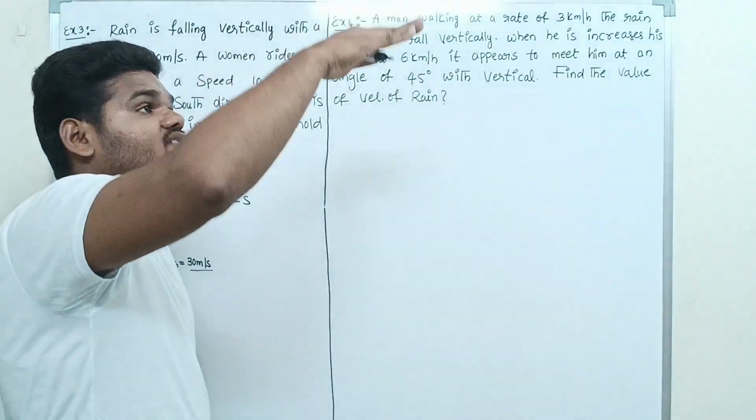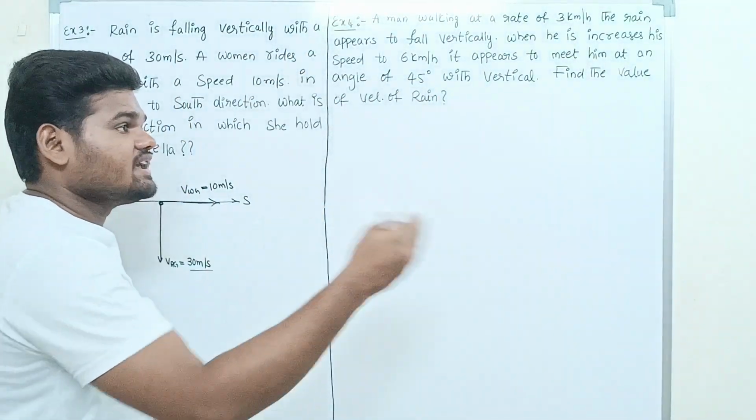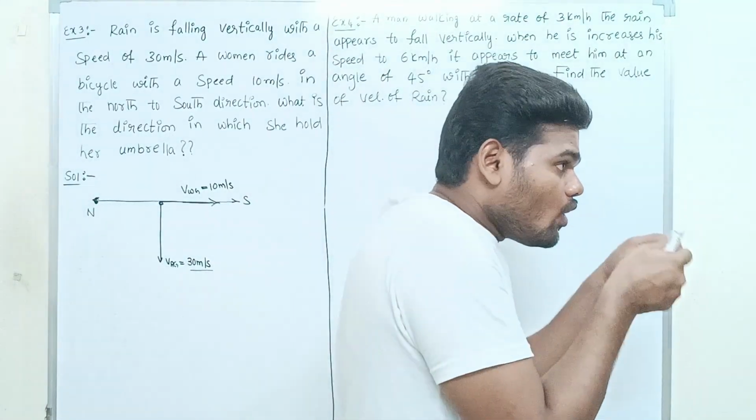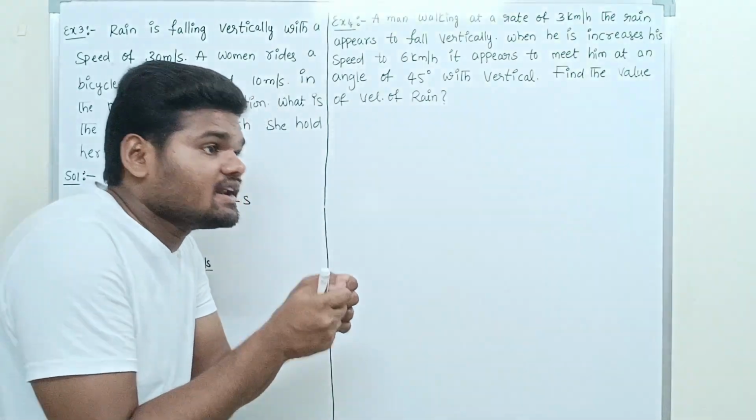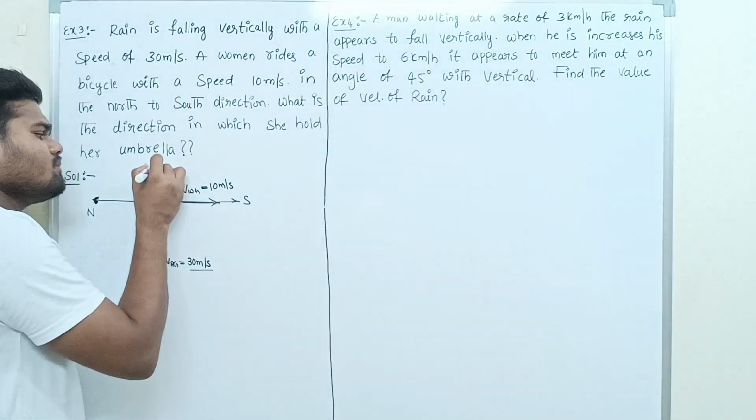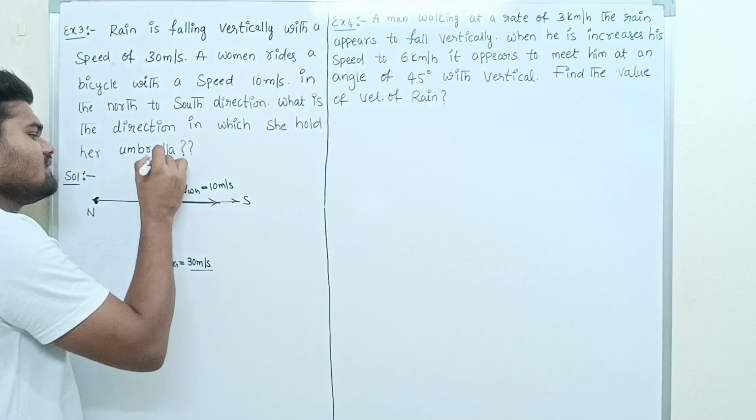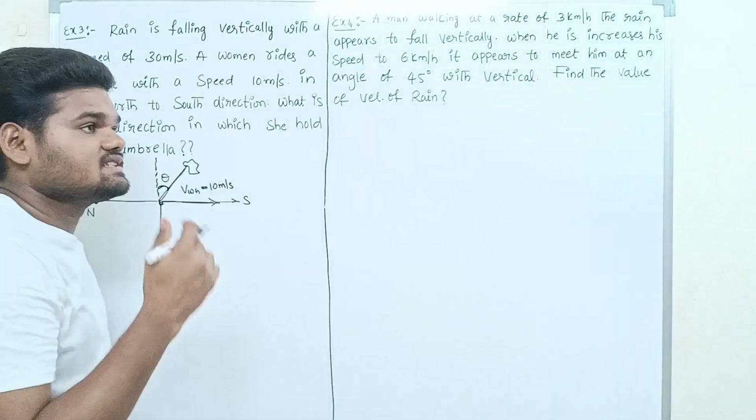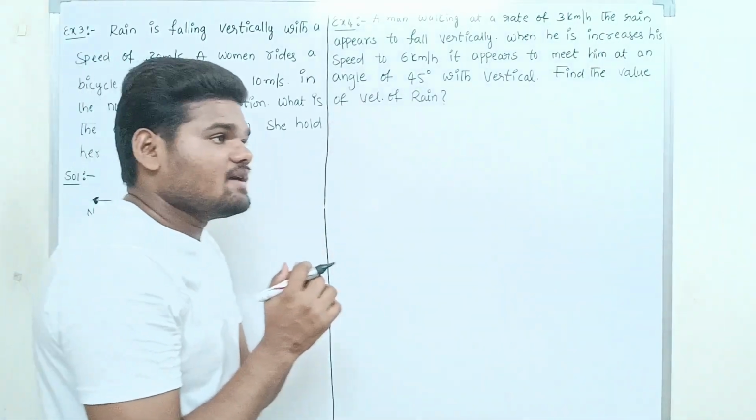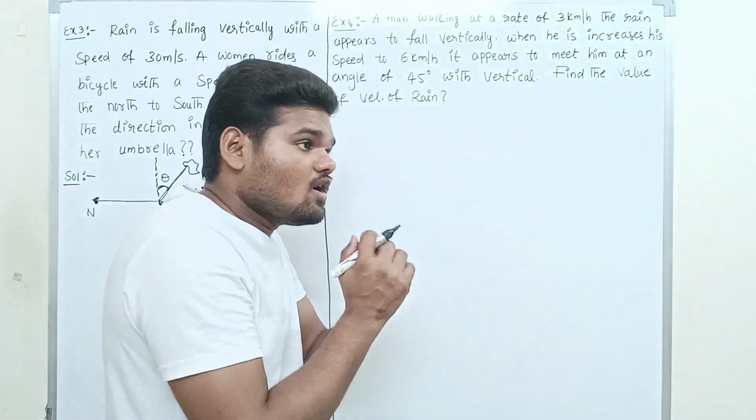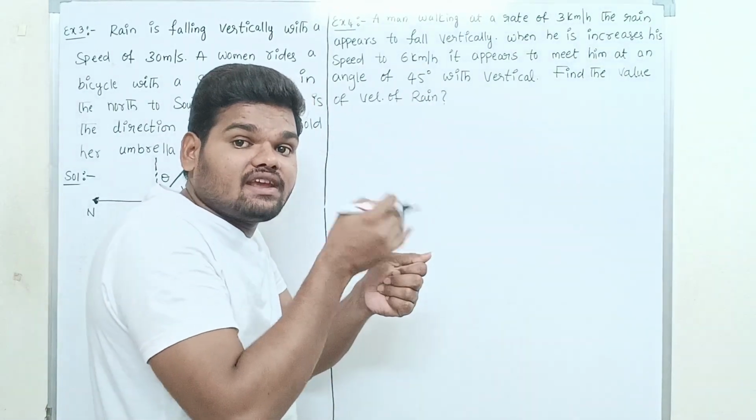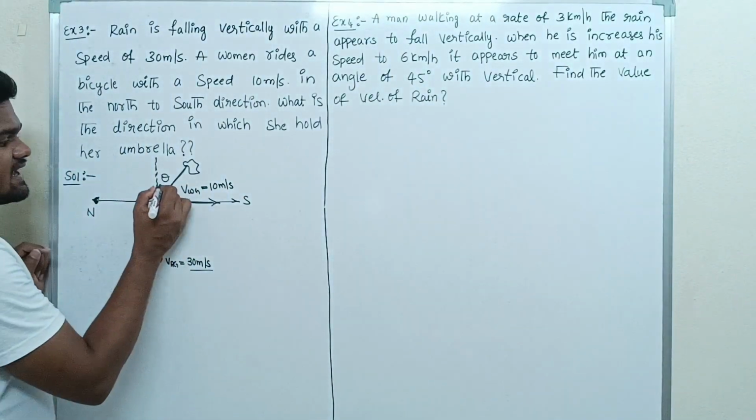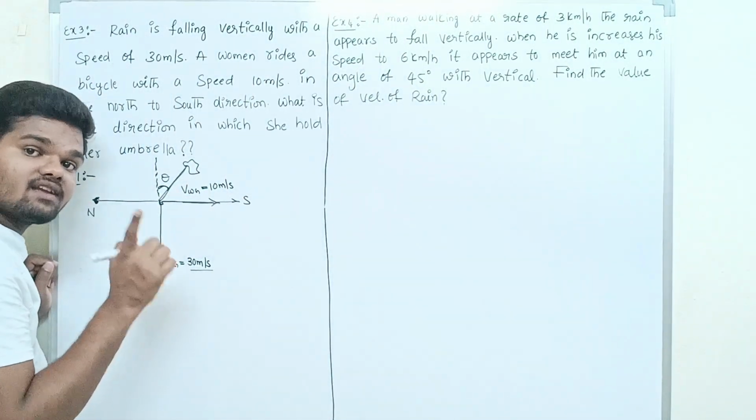Have a look. The rain is falling vertically in a downward direction. The woman is moving in this direction with a certain speed. To prevent herself from the rain, she has to hold her umbrella at a certain angle with respect to the vertical. Have a look, rain is coming, the woman is moving like this. To prevent her from the rain, she has to hold her umbrella by making an angle theta with the vertical. So now this angle we have to find. Are there any doubts?